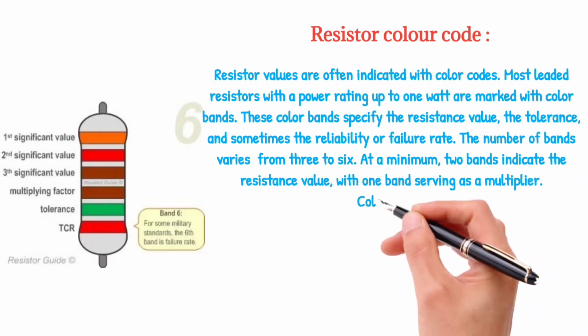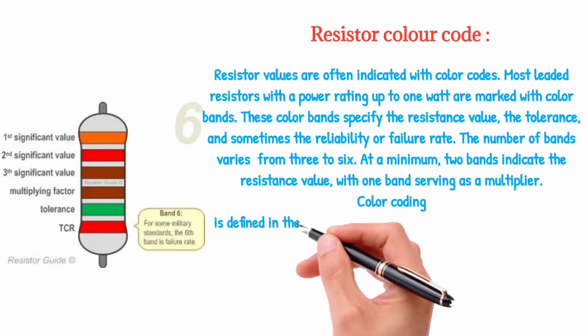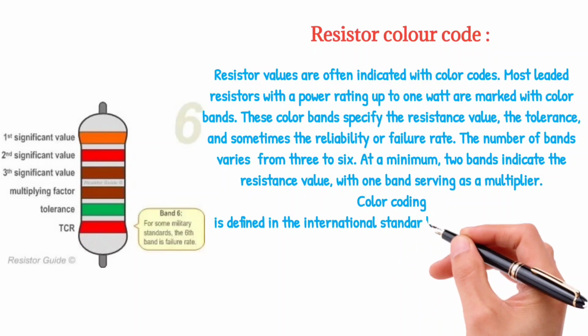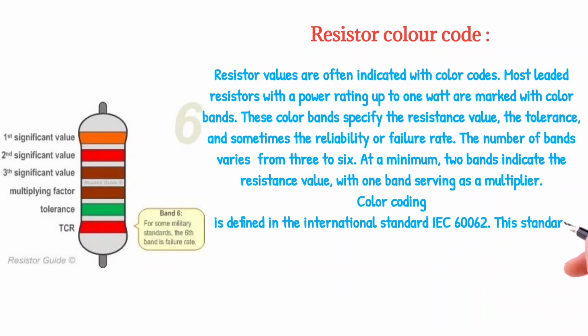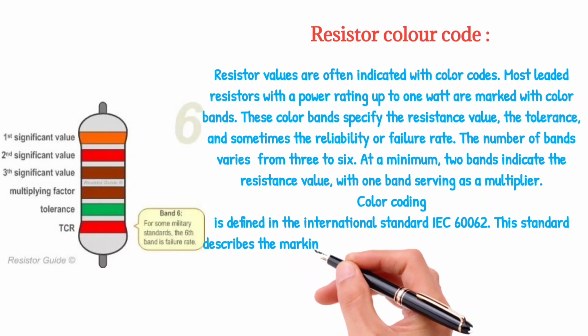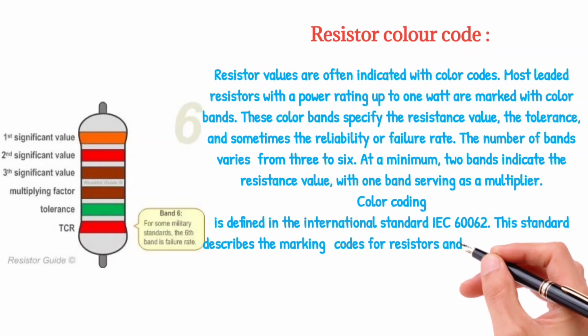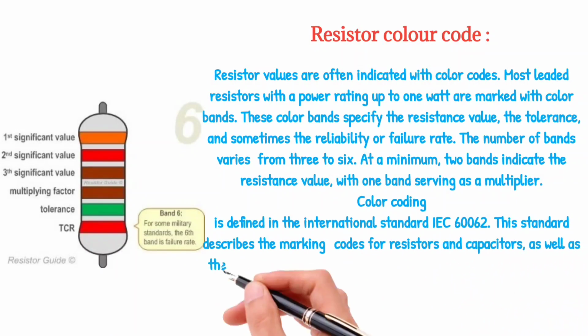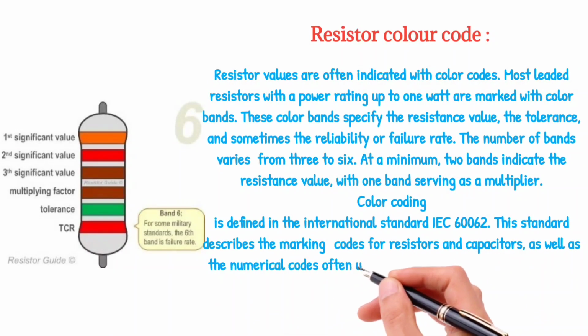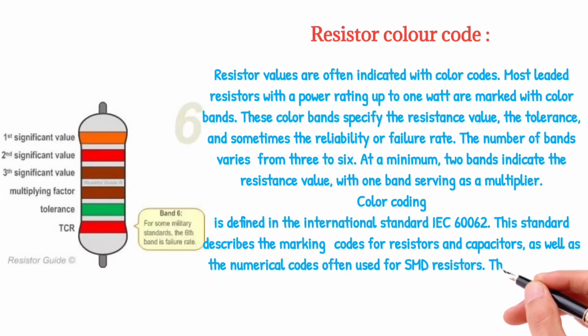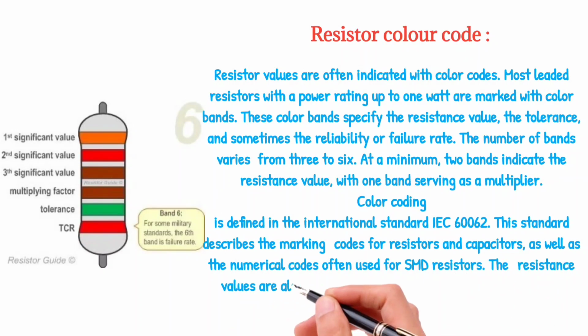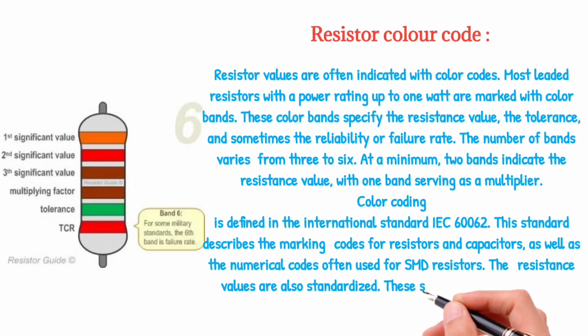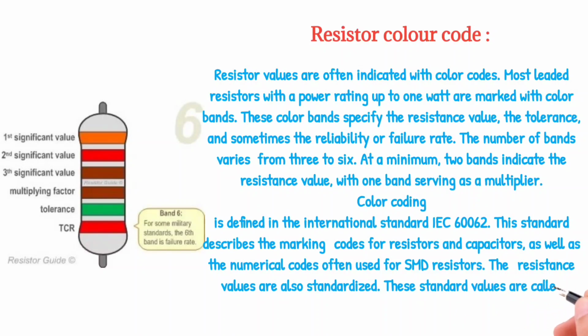Color coding is defined in the International Standard IEC 60062. This standard describes the marking codes for resistors and capacitors, as well as the numerical codes often used for SMD resistors. The resistance values are also standardized. These standard values are called preferred values.